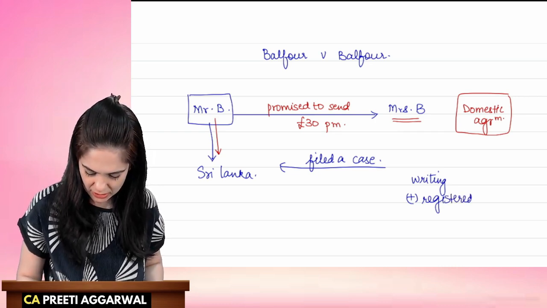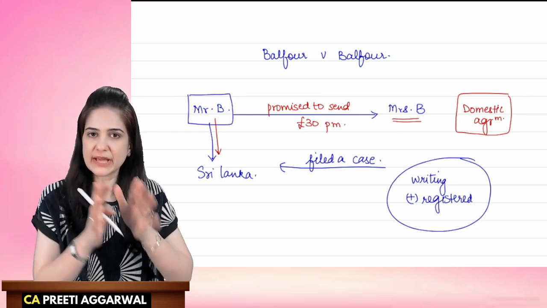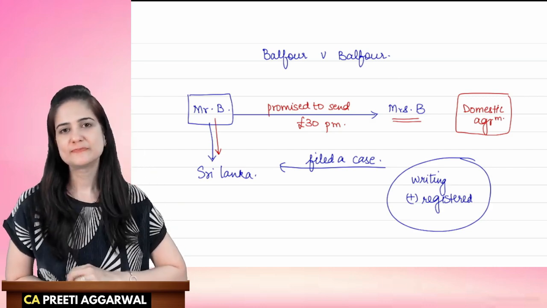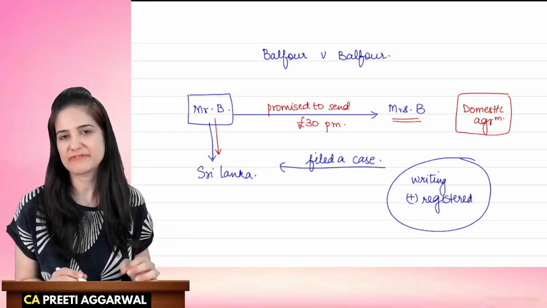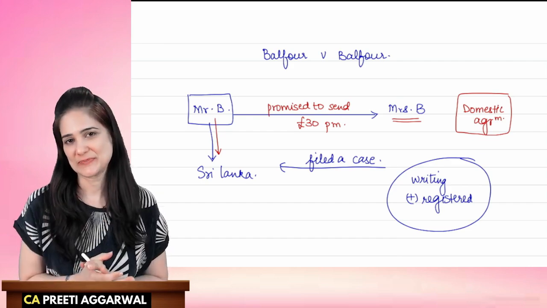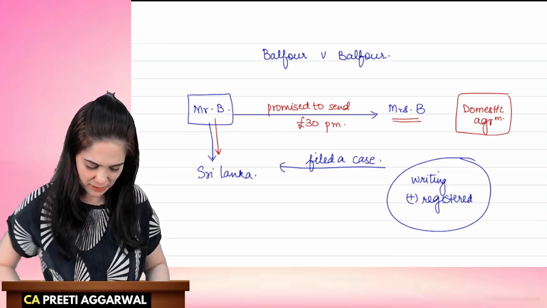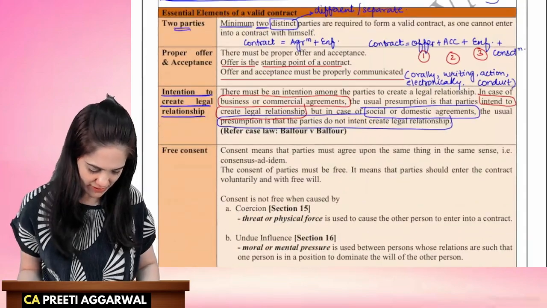Now she is infusing intention. What if the husband fails to pay? Now Mrs. Balfour can file a case and she will even win the case. So although there is presumption, you can add enforceability.